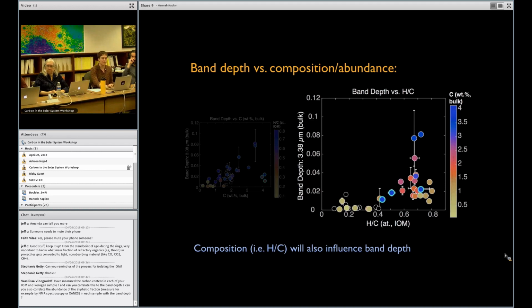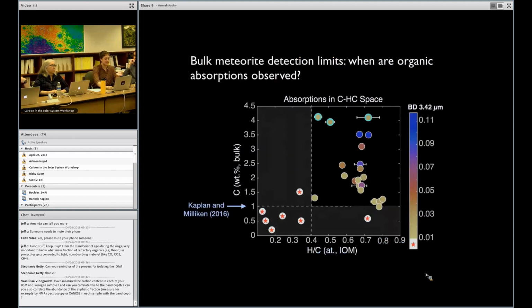What's really cool is we see this 0.4 H/C cutoff, where below 0.4 we don't really see absorptions, or the absorptions are quite weak. And above it we do see some increasing absorptions, and then you see some that fall off this trend. Sorry, my pointer is not showing, but it doesn't matter. So the yellow points fall off that trend, but at high H/C values have low bulk carbon. So it's a two-body problem. It's a system. You need to have the right amount of organics in your bulk meteorite, and they need to have the right composition in order for you to see them spectrally.